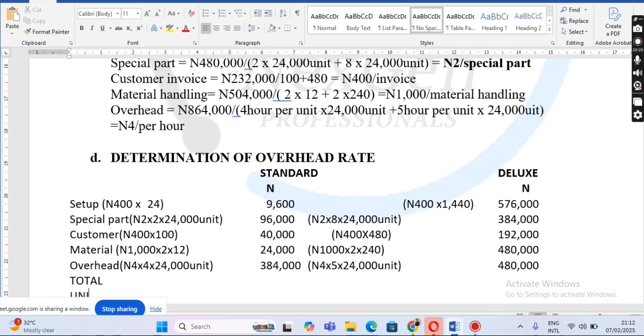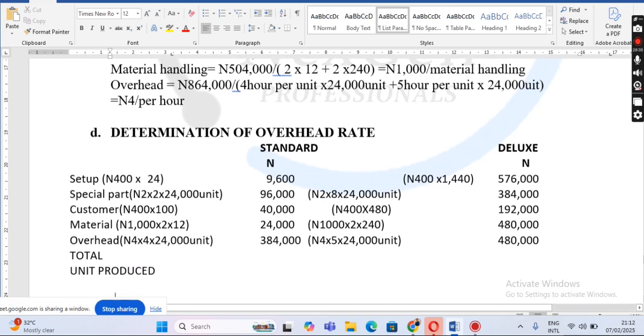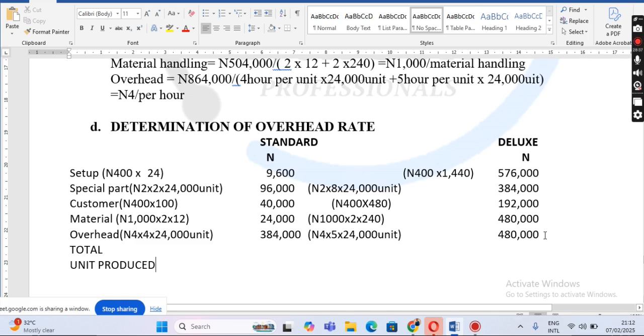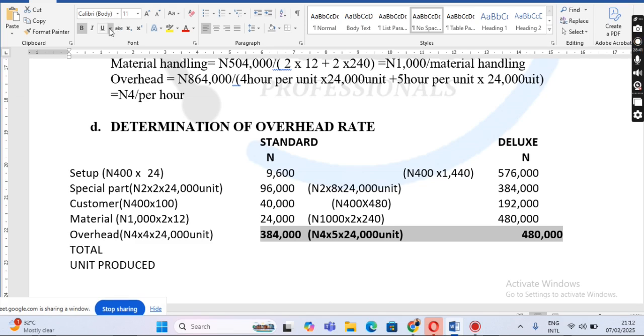So the unit produced, so that we can divide. Unit produced, right? So give me the total of standard. Someone should give me the total of standard, and someone should give me the total of dealers, so that we can move ahead, right? So this is your A.